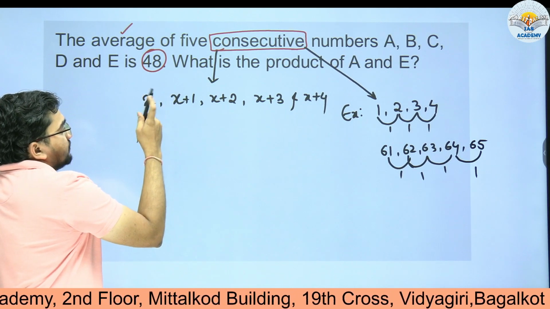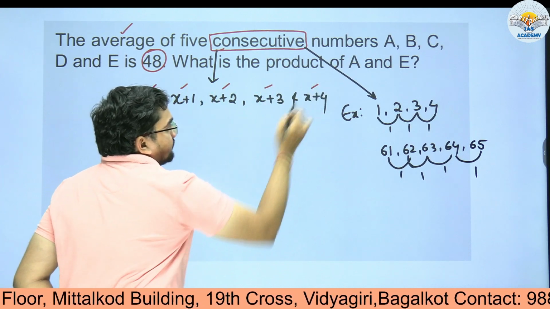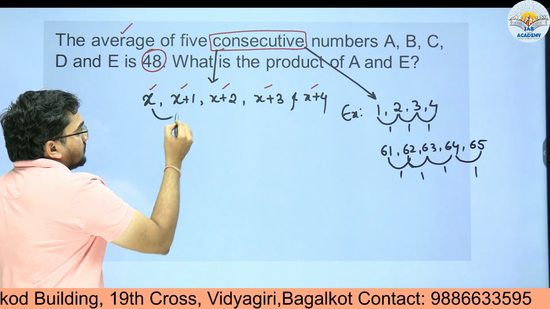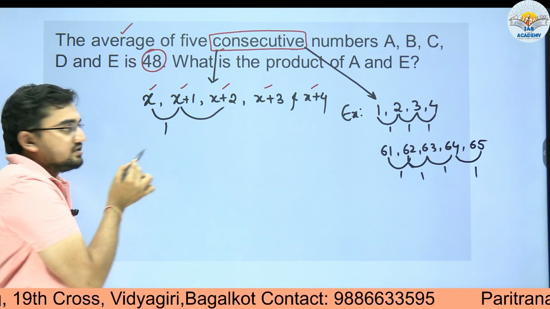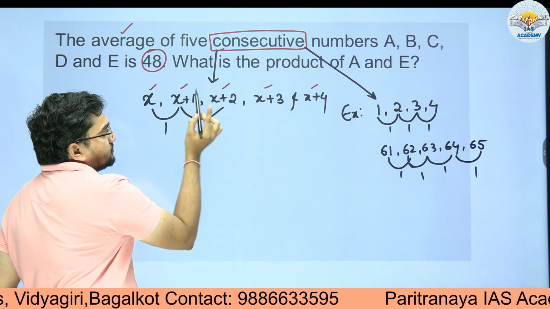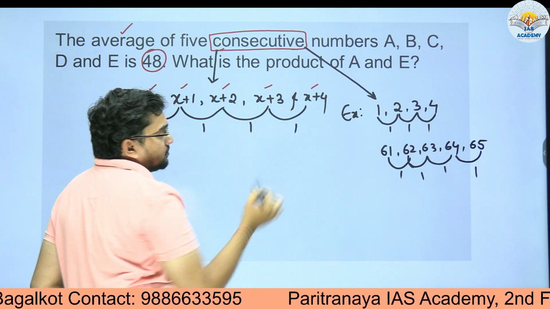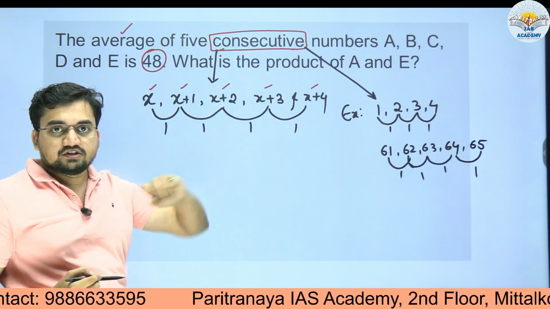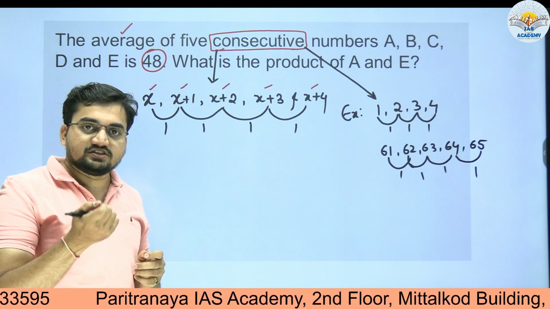Why did I stop here? Because we have 5 consecutive numbers: 1, 2, 3, 4, 5. What is the difference between these two? 1 itself. Here x and x get cancelled, remaining is 1. Here x and x get cancelled, 2 minus 1 is 1. Here also 1 and here also 1. So it satisfies the concept of consecutive, that is, a series whose each number differs by 1.